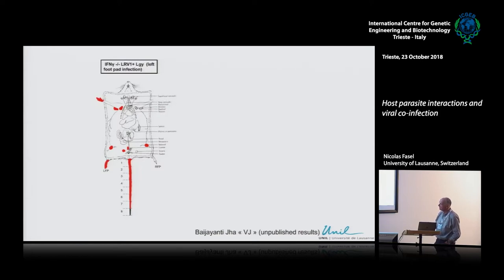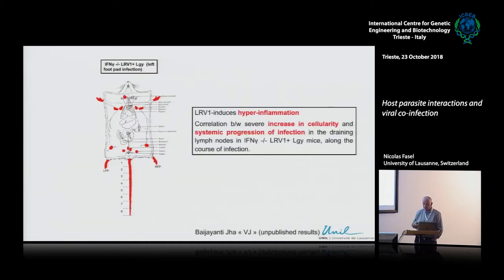Probably we have different migration systems. We have one which goes from the foot pad or the popliteal, we don't know, to the tail. And then probably it also goes to specific lymph nodes, like the sciatic lymph node. We are probably finding a new way of dissemination, but that's according to people in the lymph node and dissemination field. I cannot judge yet. So what we have anyway is an increase in the inflammation, a hyperinflammation, an increase in the number of cells and systemic progression of the infection, at least we can see it in the lymph nodes.